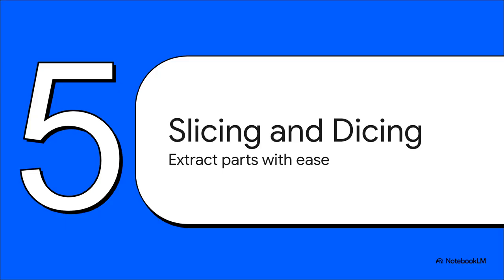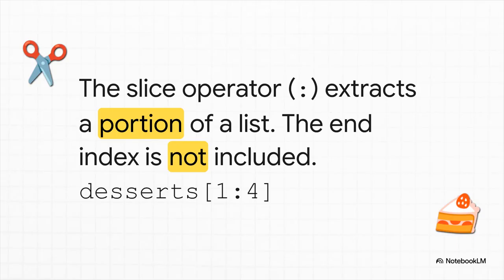For our final tool, let's look at one of the most elegant and widely used features of Python lists, slicing. This is how you grab portions of your list without messing with the original at all. Slicing lets you grab a subsection of your list. Use a colon to separate the start and end points.